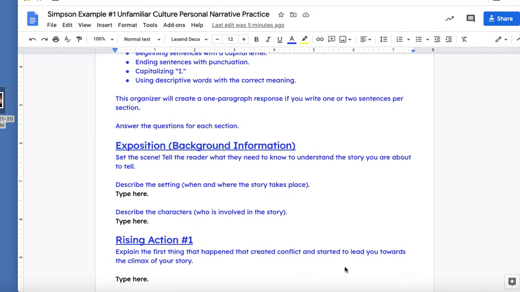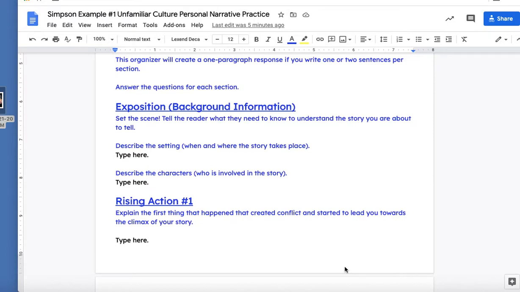So this organizer will create a one-paragraph response if you write 1 or 2 sentences per section. And the expectation for this assignment is that you'll write about 1 paragraph. A paragraph is going to have a minimum of 5 sentences, but paragraphs can have more than that.